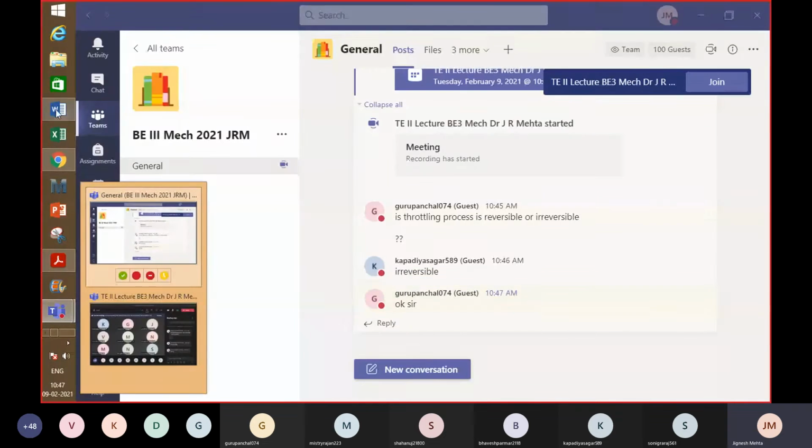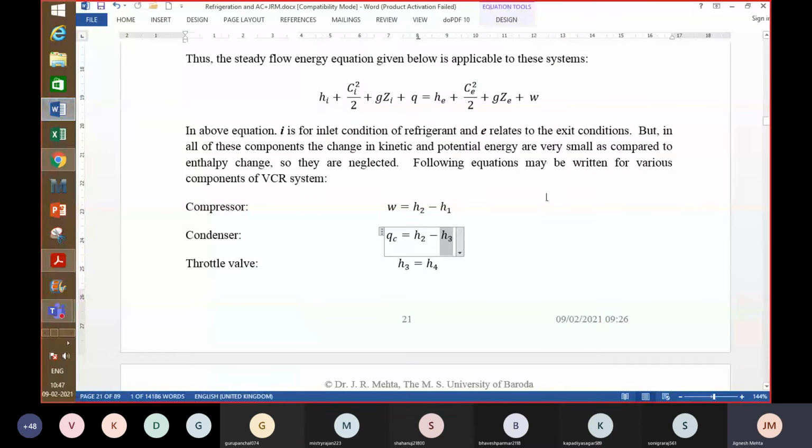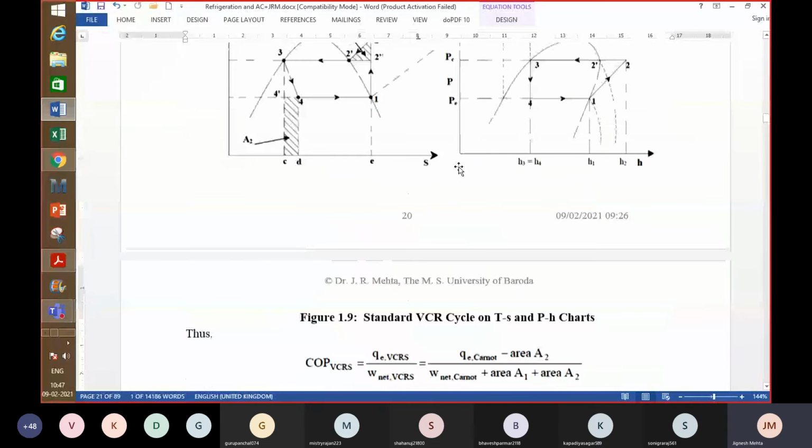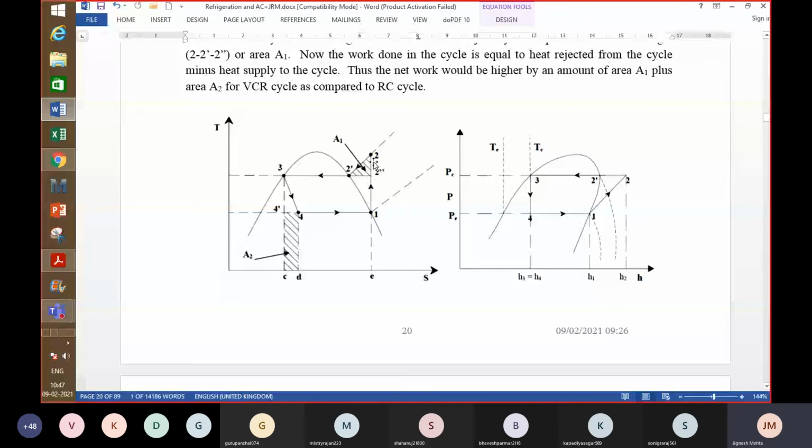So H2 minus H3, that's QC, the heat rejected in the condenser, right? H2 minus H3, again higher minus lower, right? If you look at this, this is H2 and this is H3. So obviously H2 is higher than H3. So that difference is nothing but the heat rejected in the condenser. So that's about the condenser.